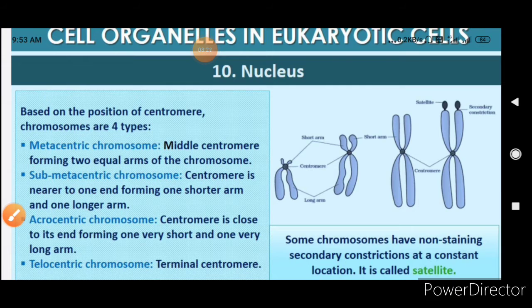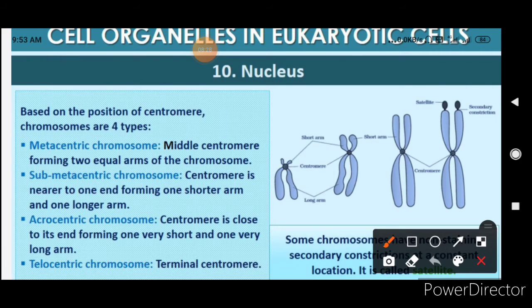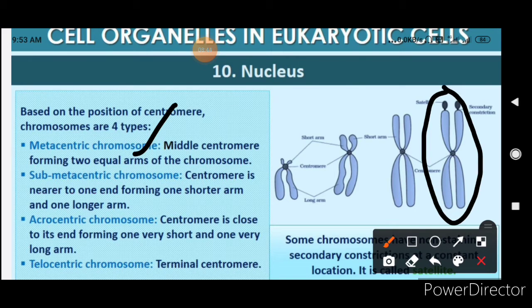Now, based on the position of the centromere, chromosomes can be divided into 4 types. First is metacentric. The centromere is in the middle and it divides the chromosome into 2 equal parts. So the first one you can see in the diagram is metacentric. Then it is submetacentric. The centromere is nearer to one end.